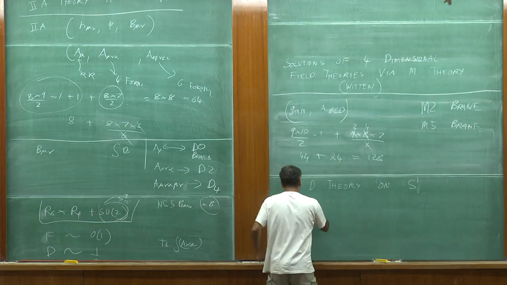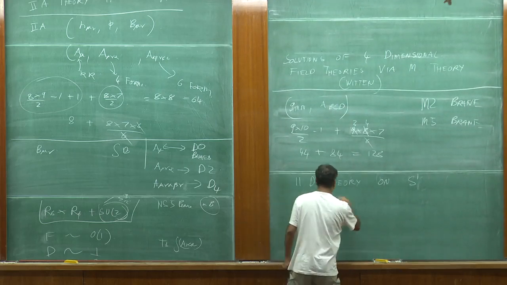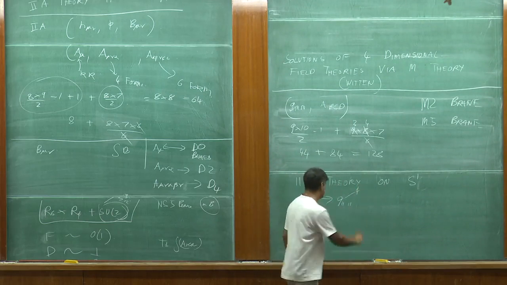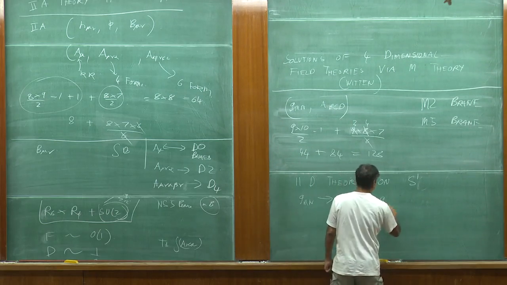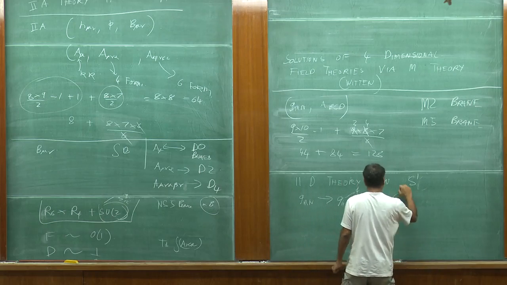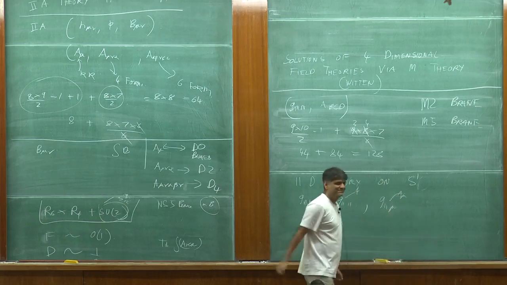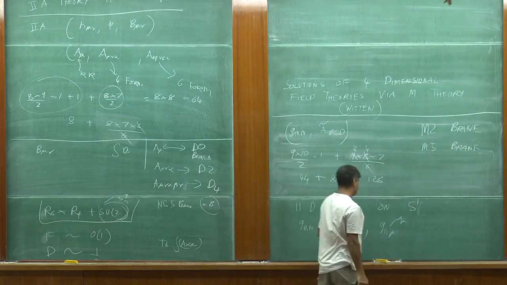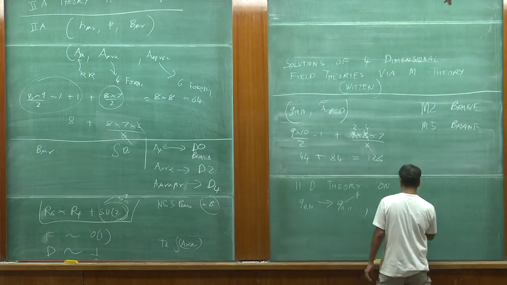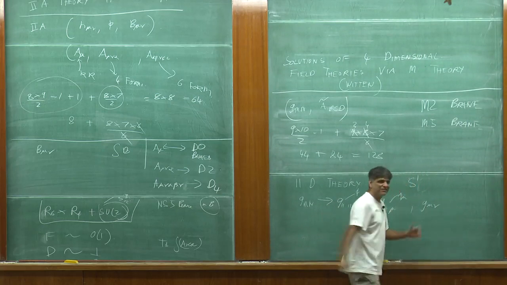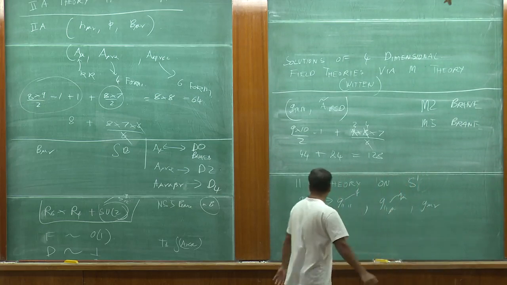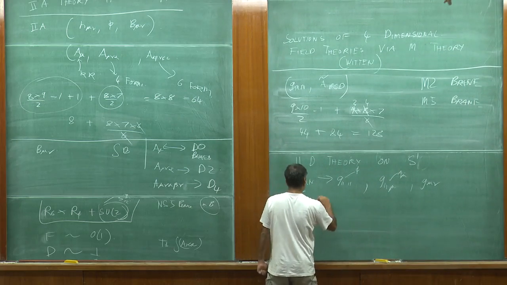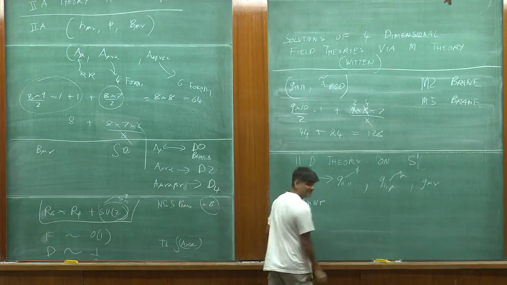Okay. So G_MN goes to G_{11,11}, which I'm going to call phi. It goes to G_{11,mu}, which I'm going to call A mu. And let me call this some A tilde. And then it goes to G mu nu, which is the metric. And what about this guy? A tilde MN, let's say P.